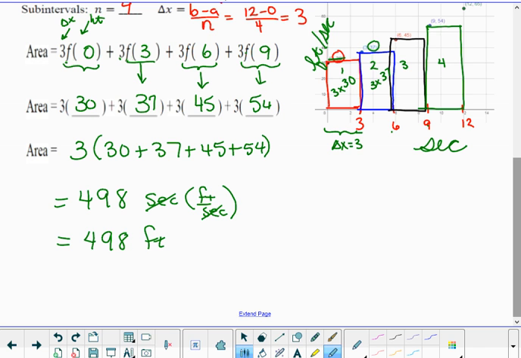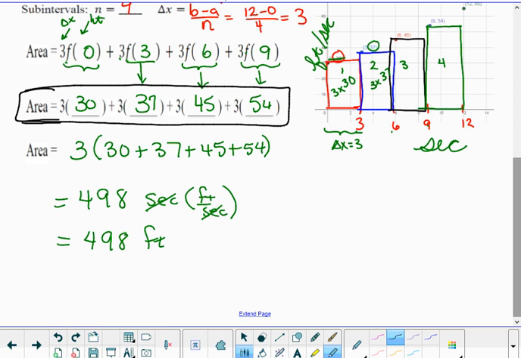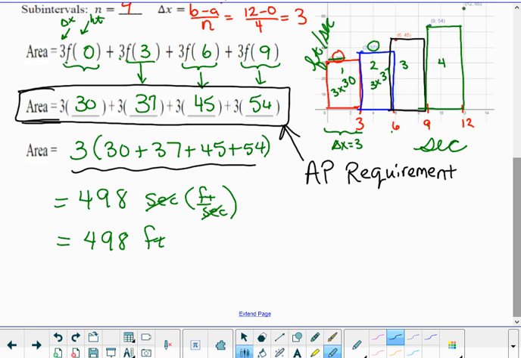Left-hand based. For the AP, you must show this line level. They need to see, AP requirement, they need to see the equation that shows the sum of the products. And then, however you want to calculate out to get to your final answer.